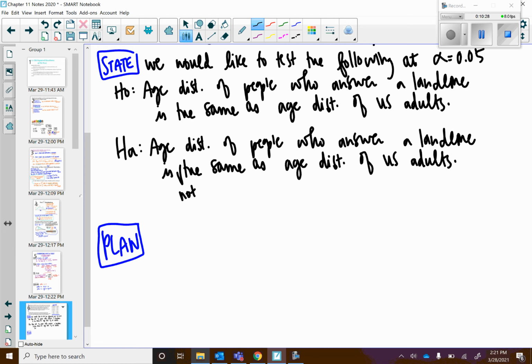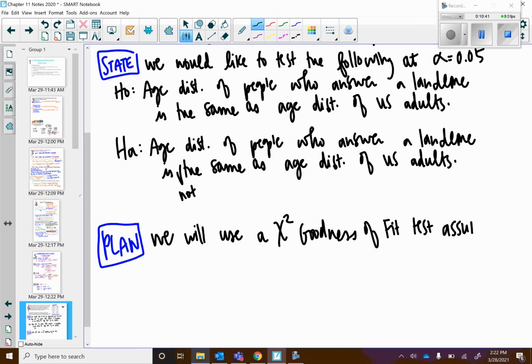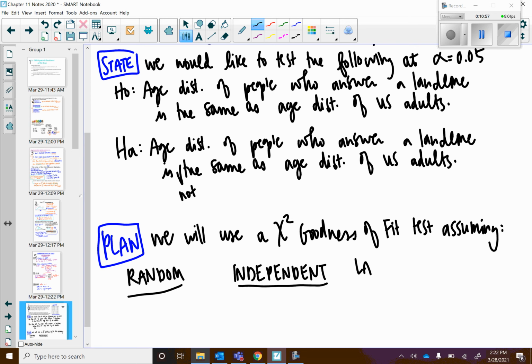We will use a chi-squared goodness of fit test, assuming, and we need to check random, independent, and the large sample size. All right, let's do the easy ones.